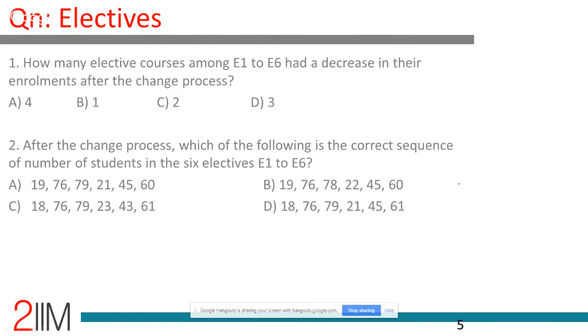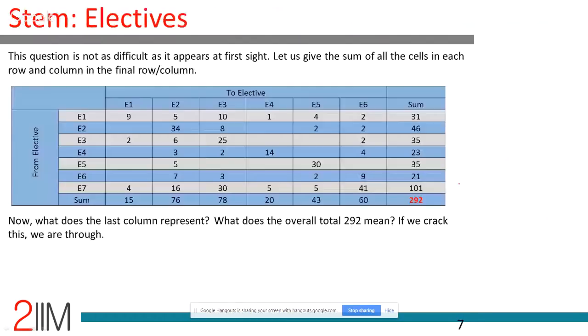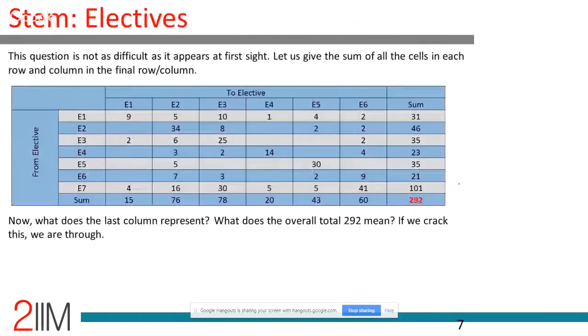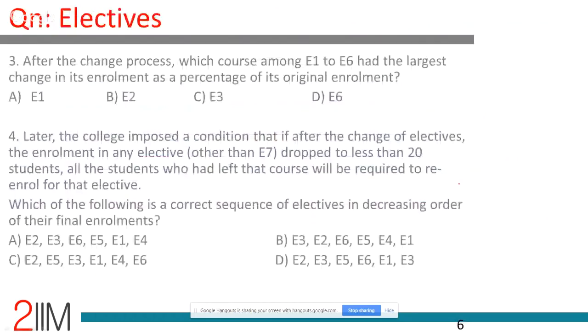Important nugget. Now let's go to the question. How many elective courses among E1 to E6 had a decrease in their enrollment after the change process? Basically, now it's like fill the data grid and then we are through. So one part which is interesting here. So this is the final data point. We're going to the solution part. I'm not going to discuss this. I'm going to give you some time and then we'll discuss it.